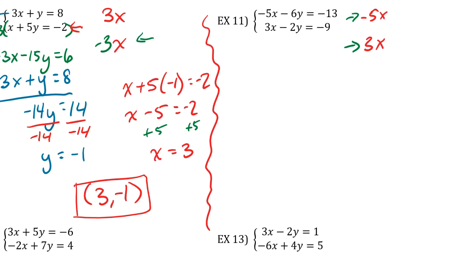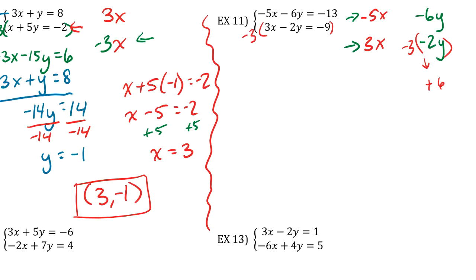Alright, so let's look at the y's. Negative 6y, negative 2y. So is there anything that I can multiply a negative 2 by to get the opposite of negative 6? Remember, the opposite of negative 6 would be a positive 6. So yeah, if we multiply this negative 2y by negative 3, then that would get us positive 6. So we're going to multiply this second equation by negative 3. That's what's going to get our opposite variables.